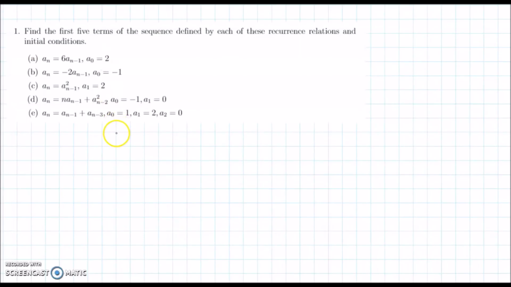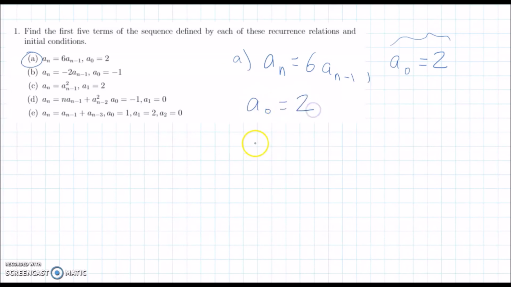Okay, so for this first example, we just want to write out the first 5 terms of the sequence. I'm just going to do the first one, part A, because the other ones are very, very similar. So I'm going to rewrite this so we can see what we're talking about. The sequence is defined as A sub n is equal to 6 times A sub n minus 1, and then A0 is defined as 2. So this is our starting point, like our basis term. A0 is just defined as 2.